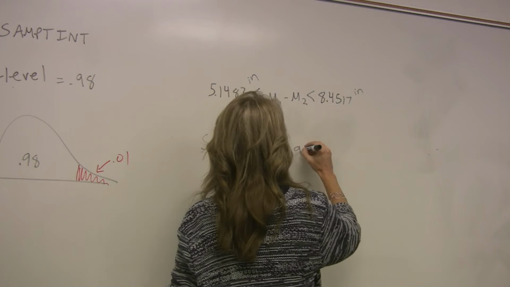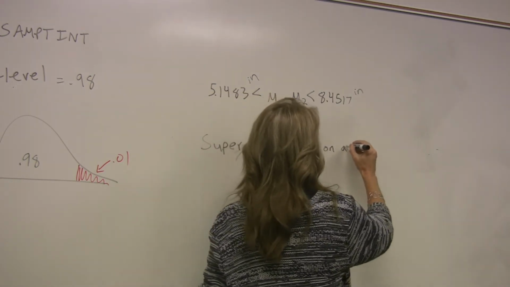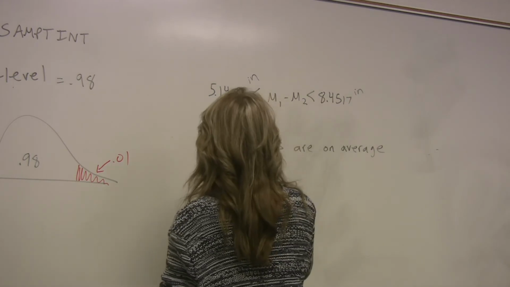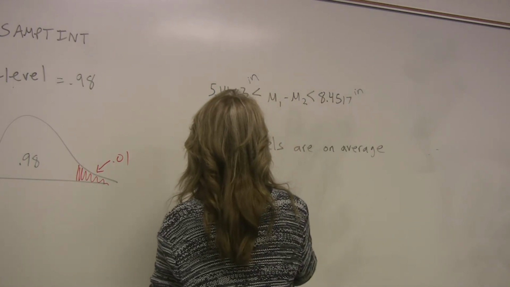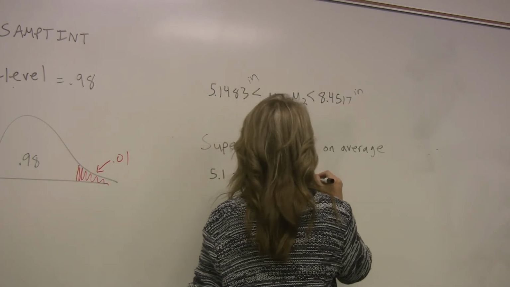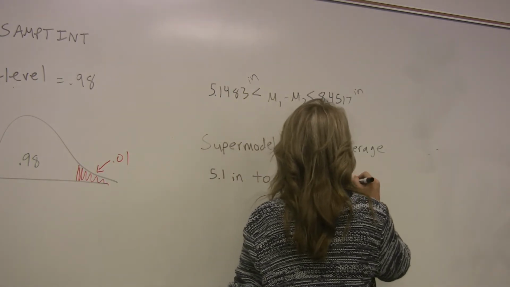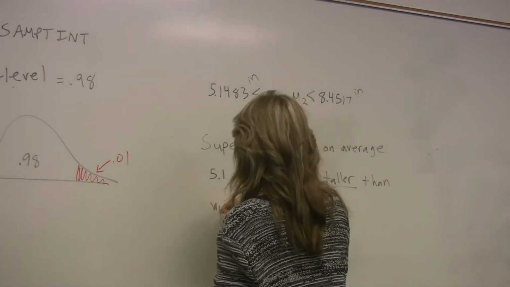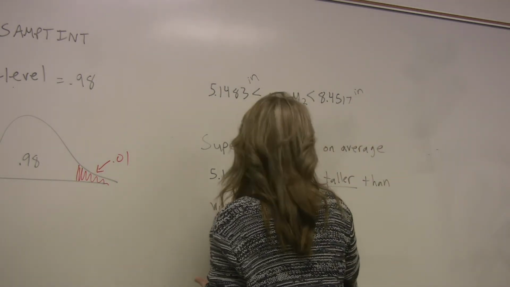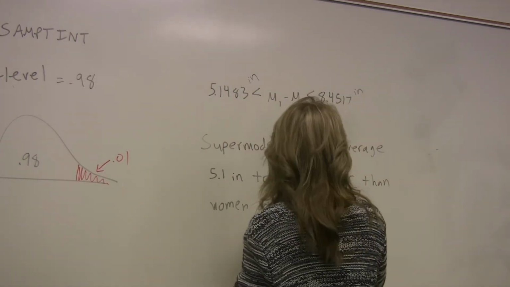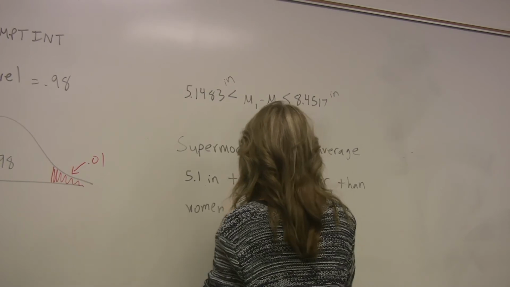Supermodels are on average, because we're talking about means, right, 5.1 inches, to 1 decimal place, to 8.5 inches taller than women who aren't supermodels. That's the only reason the rest of us aren't supermodels, is we're too short. Women who are not supermodels.